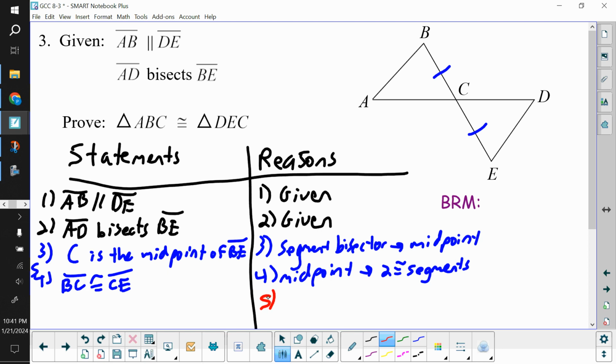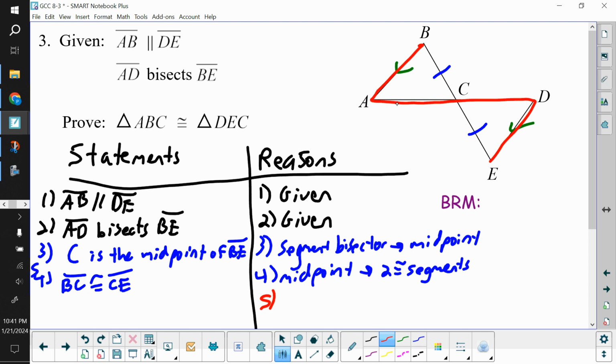So first check for a zigzag, and let me maybe put those in first. Here's our arrowheads for the parallel lines. So when you do your zigzag, it needs to involve those parallel lines. So you could do a zigzag that way and get angle B congruent to angle E. Or you could do a zigzag this way and get angle A congruent to angle D.